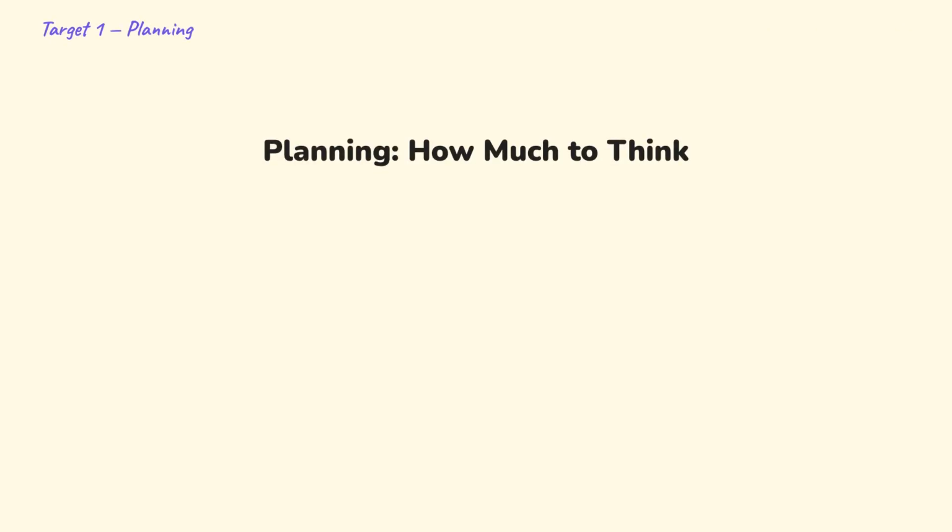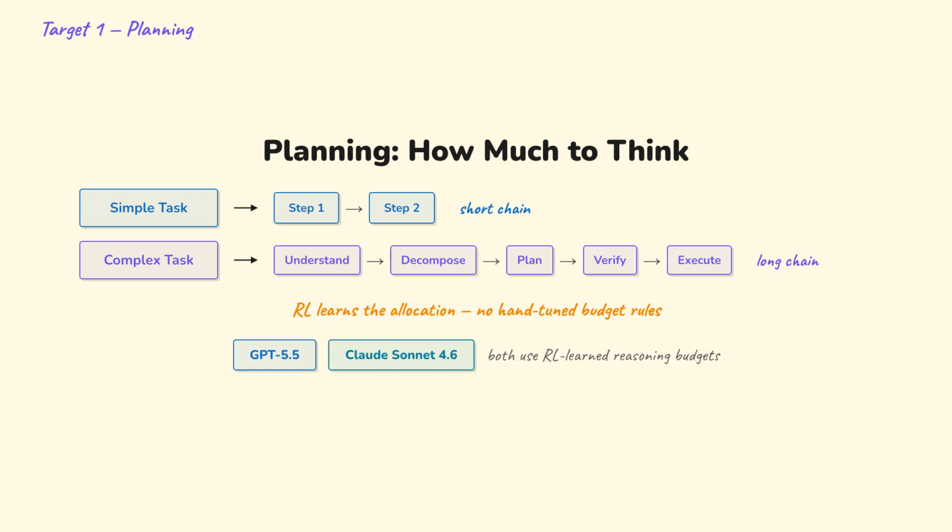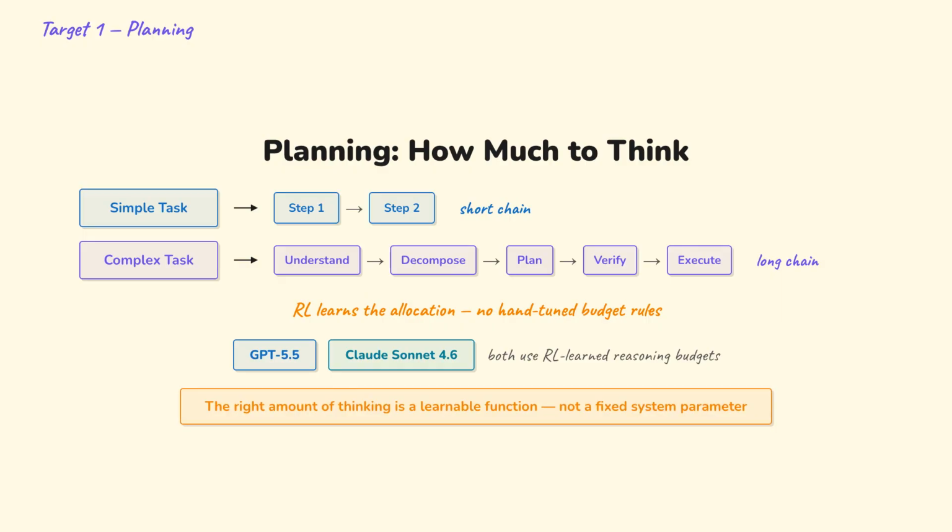Planning determines how much reasoning happens before action. Too little leads to errors on complex tasks. Too much wastes tokens and adds latency. The clearest demonstration is frontier reasoning models today. GPT 5.5 and Claude Sonnet 4.6 both use RL to learn how much chain-of-thought reasoning to allocate per problem. Easier problems get shorter chains. Harder problems get longer ones. The agent discovers this trade-off from experience alone, not from hand-tuned budget rules. The implication: the right amount of thinking is a learnable function of task complexity, not a fixed system parameter.